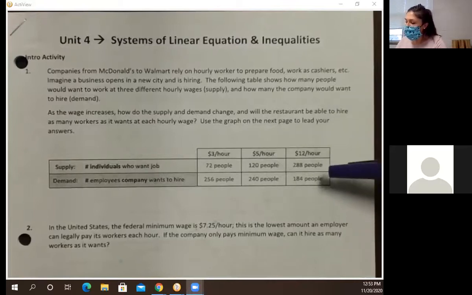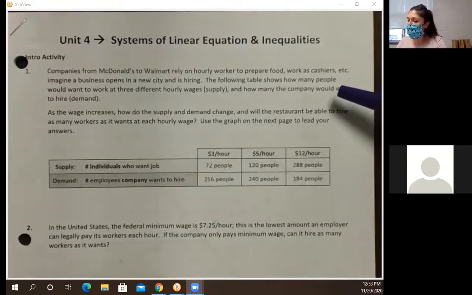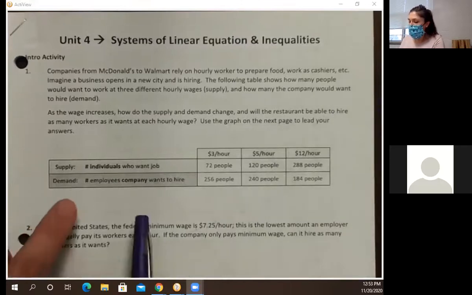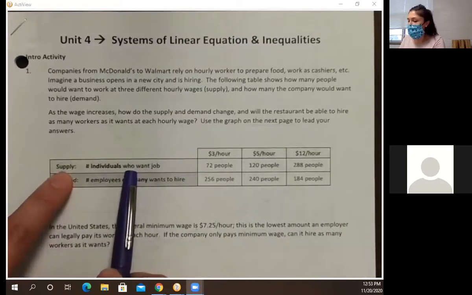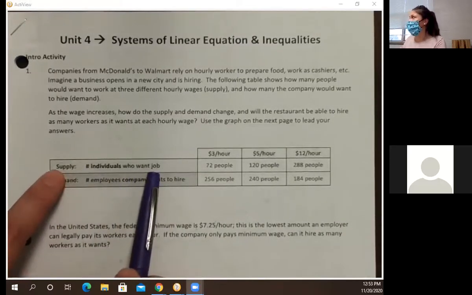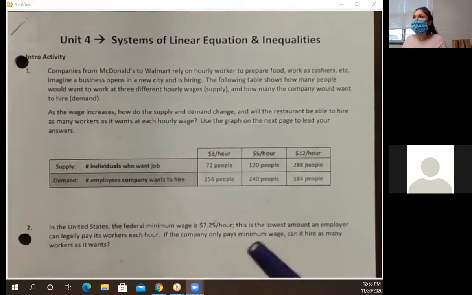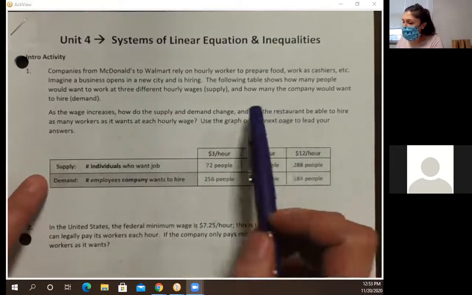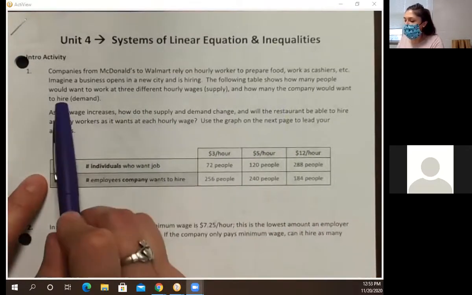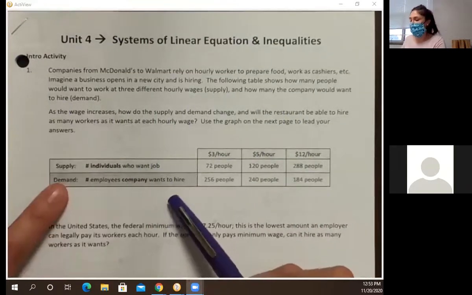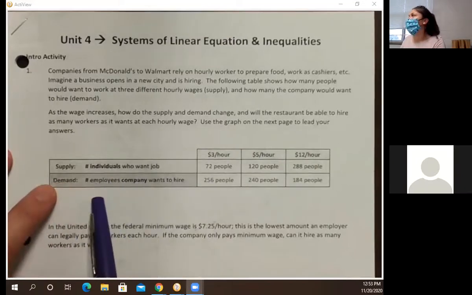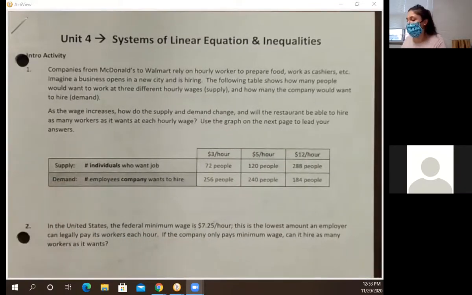Our table here shows us how many people would want to work at 3 different hourly wages. The number of individuals who want this job we'll call our supply, our employees, the people that we need to work at this new business. And then how many the company would be willing to hire at each of those 3 different hourly wages. That will be our demand, how many employees the company needs.